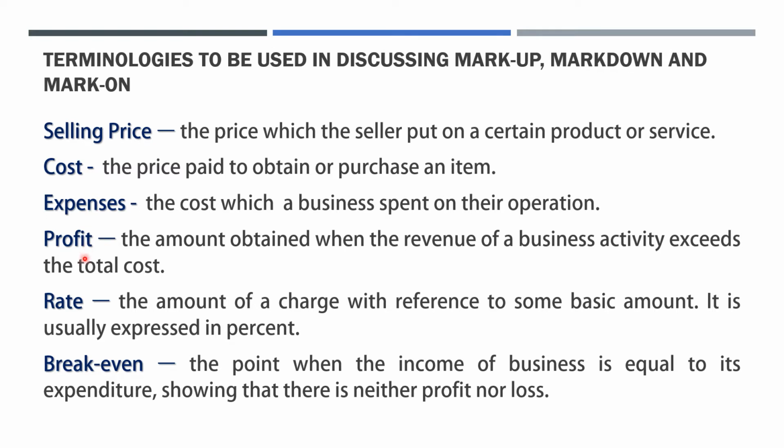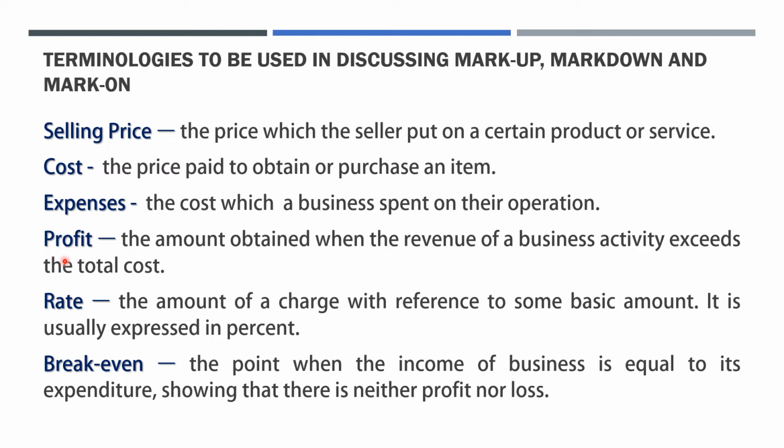Okay, next we have the profit. It's the amount obtained when the revenue of a business activity exceeds the total cost. So for example, after a couple of weeks, you now computed the total sales. You subtracted the cost of the product or the initial capital you have, and then the total cost, the total expenses. After subtracting the initial capital and the total expenses, you have some remaining amount of money, and that remaining amount of money refers to the profit.